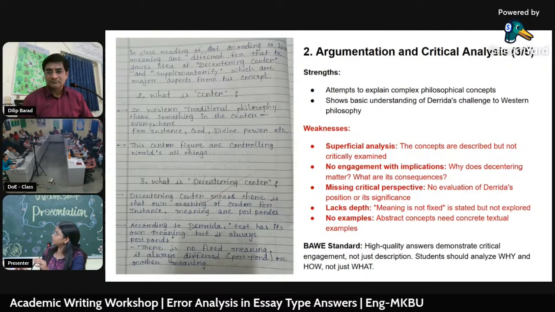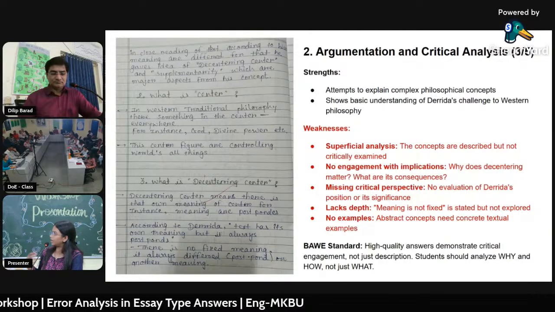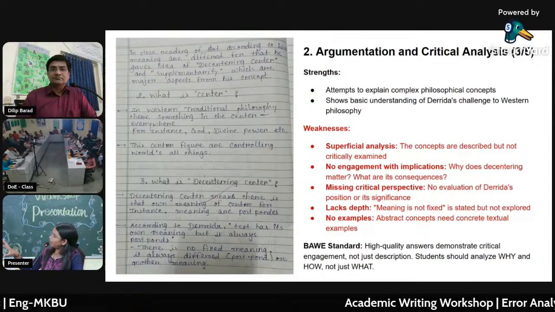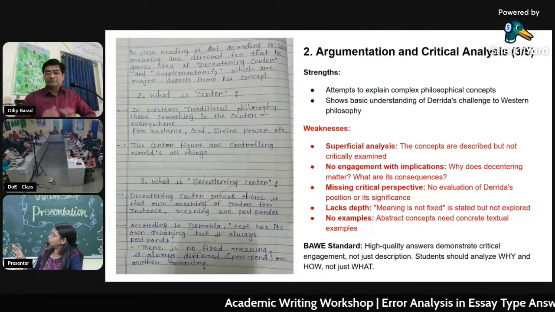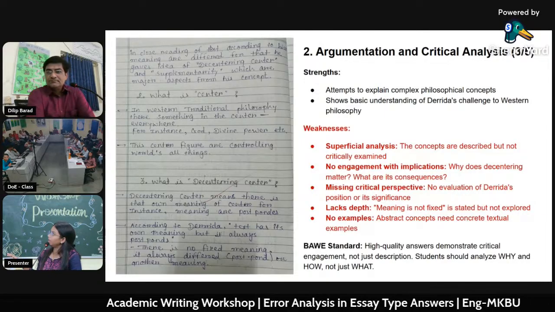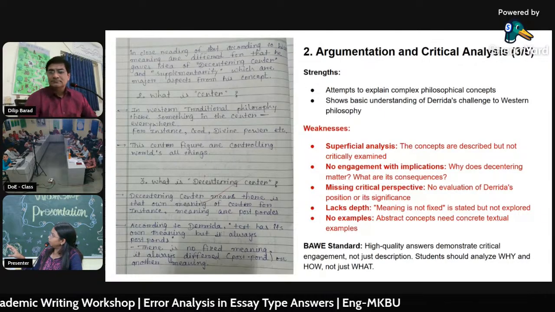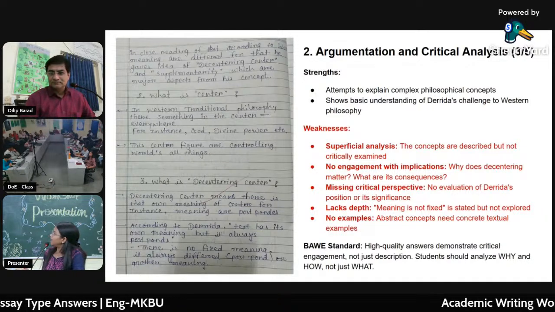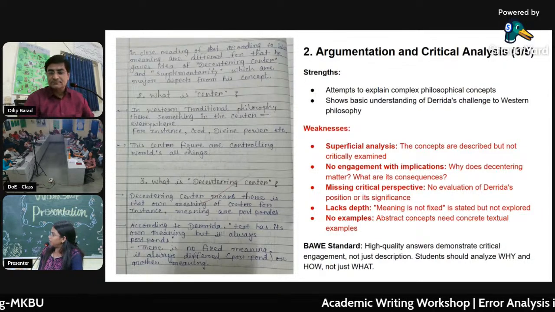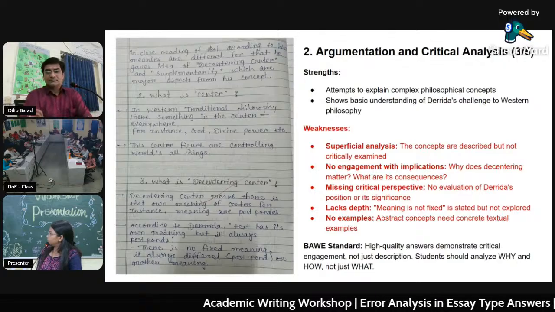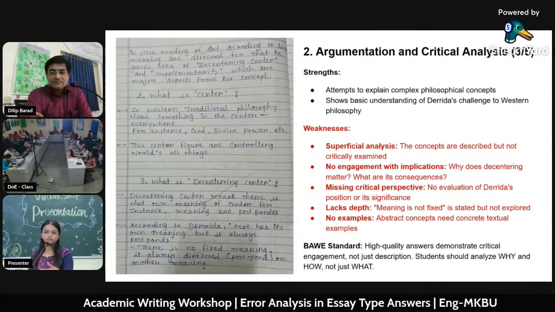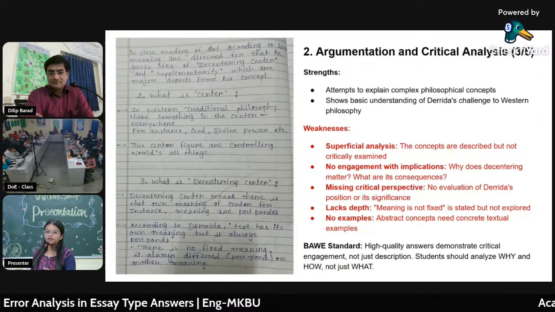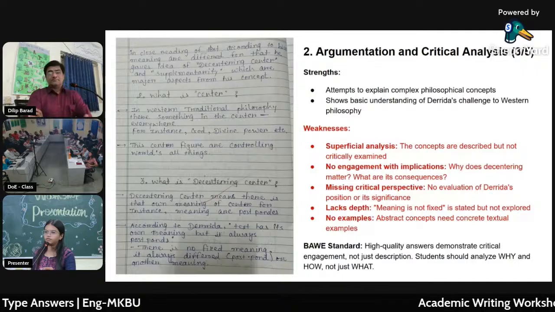So this is how I can get a higher score in the answer. According to my answer, it scored me 3 out of 5. My weaknesses are superficial analysis and no engagement with application. According to the BAWE rubric, a student should analyze why, how, and just what. Through these we can get more marks and give a justification of the answer.